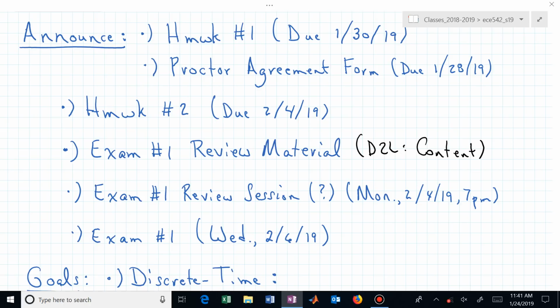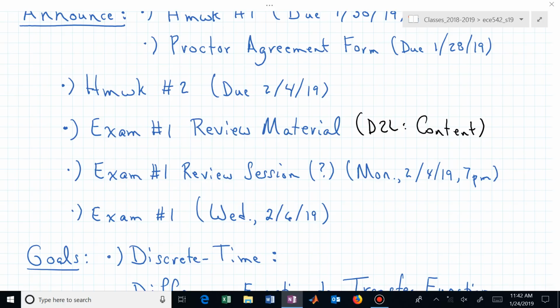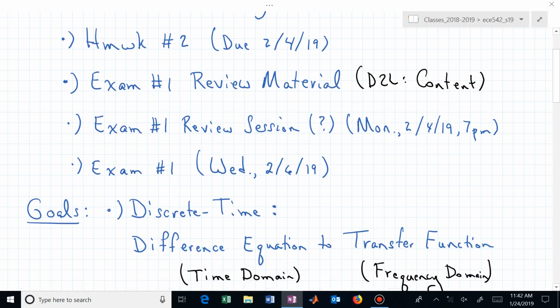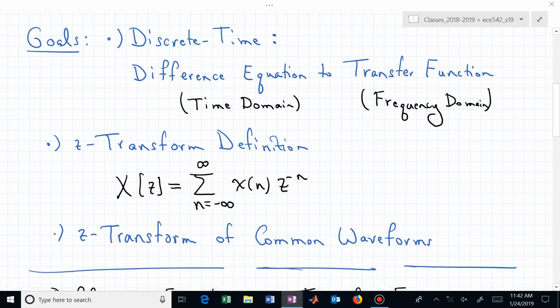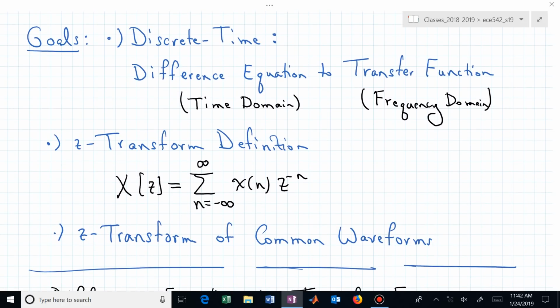Homework 2 is due a couple of days before exam number 1. Exam number 1 is the 6th of February. There's some review material on D2L, and if we want a review session, we'll have to decide whether we want one or not, and that would probably happen, or be recorded, immediately following the lecture on the 4th of February.